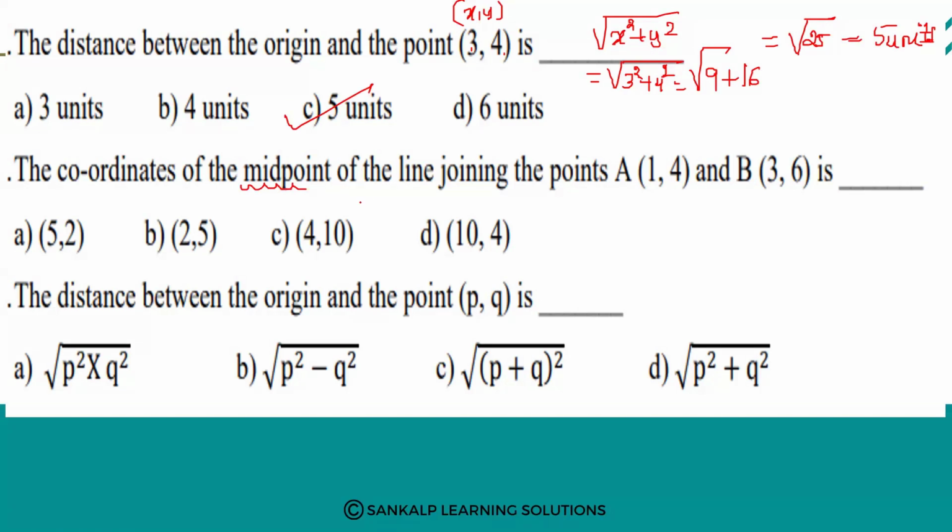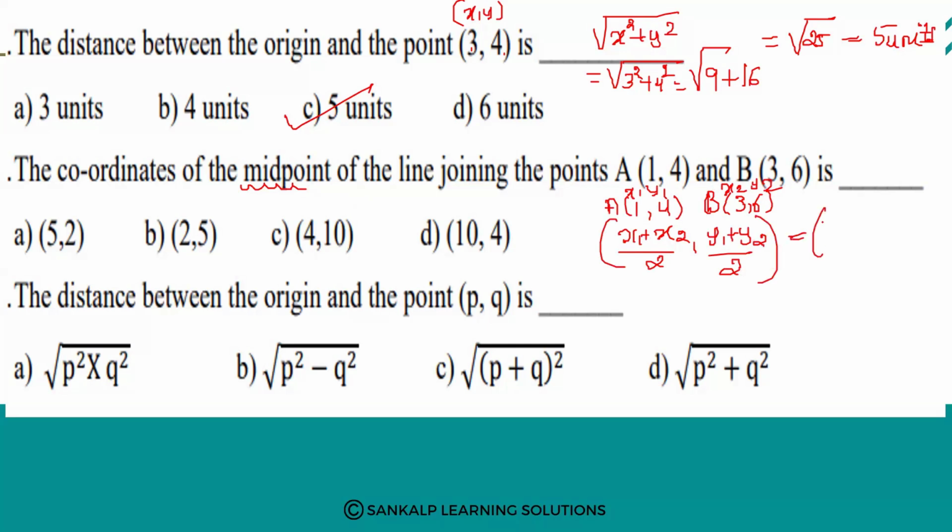Midpoint of the line joining A(1, 4) and B(3, 6). See, this is x1, y1 and this is x2, y2. So the midpoint of the line joining is (x1 plus x2) divided by 2 and (y1 plus y2) divided by 2. By using this formula, we can find out the values.